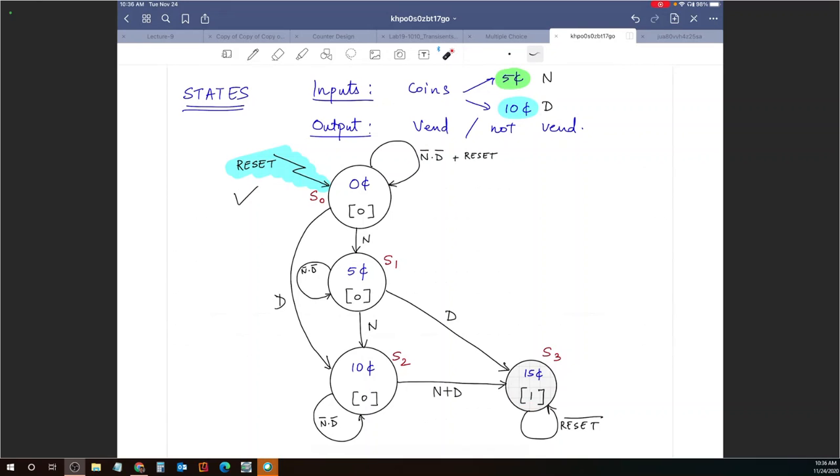And then we considered all the different types of inputs. What if you get a nickel? What if you get a dime? What if you do not get anything? No nickel, no dime. Or a reset. You do a self loop to state 0.